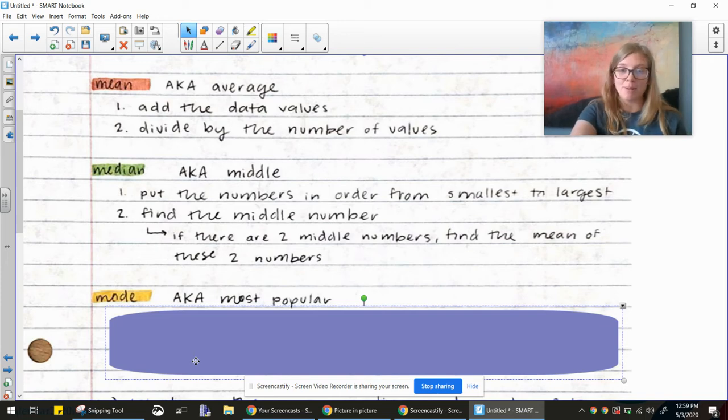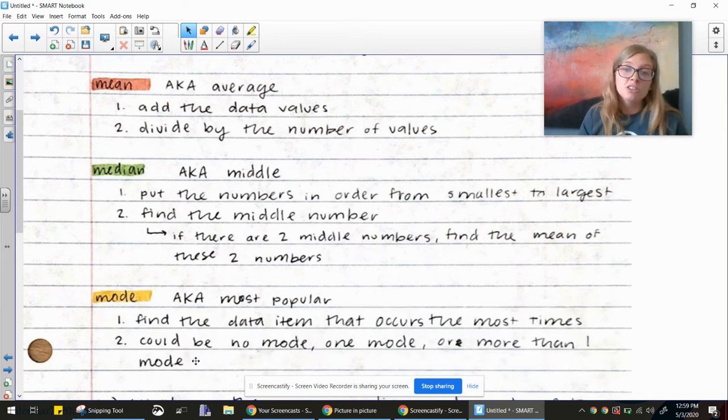The last measure of central tendency is mode. Mode just means most popular. So we find the data item that occurs the most times. Sometimes, if every single data item is unique, there will be no mode. If one data item occurs a bunch of times and every other one is unique, there will be one mode. And let's say there's two data items that occur a bunch of times, then there'll be more than one mode. So the mode is the data item that occurs the most times.